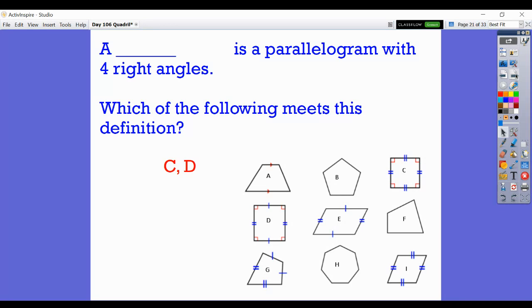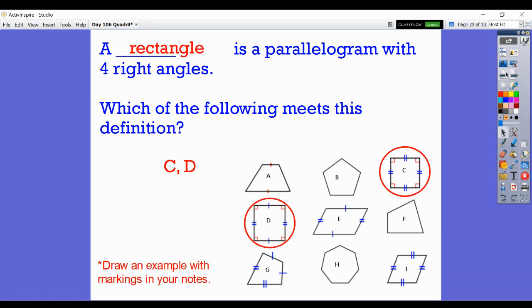All right, you're back. So you should have gotten C and D. 1, 2, 3, 4. Four right angles there. 1, 2, 3, 4. You see how they make the little square in the corner, showing that it is a right angle? So we have 4 and 4. So it is C and D.